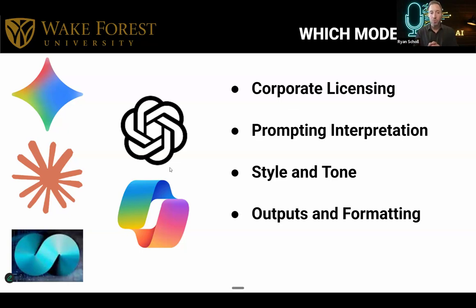Along those lines, different models produce different outputs. Obviously, Gemini is Google, so you can export to Google Docs. Copilot is really good at exporting, no surprise, to Word. It's a Microsoft product. ChatGPT can sometimes do both. It depends on your model or your licensing. But look at how you want the output to look and what kind of format you want to export.